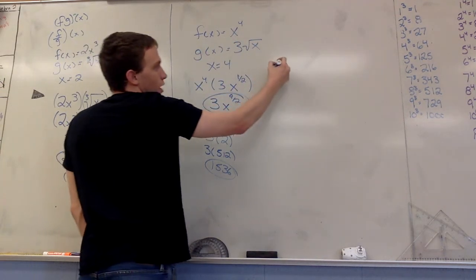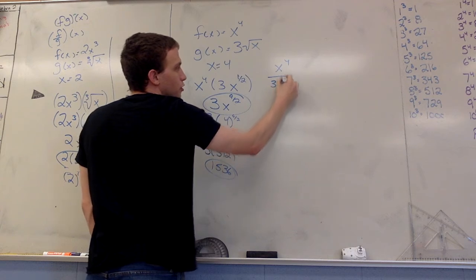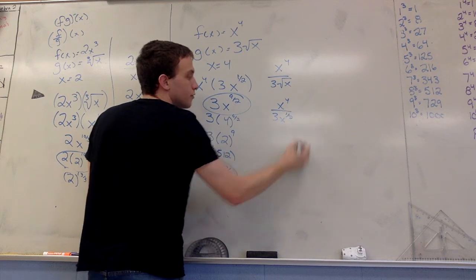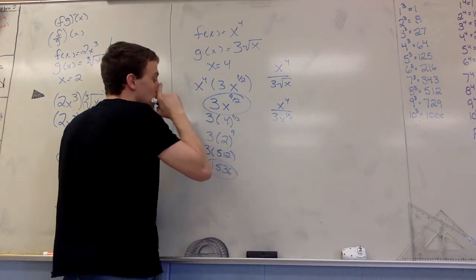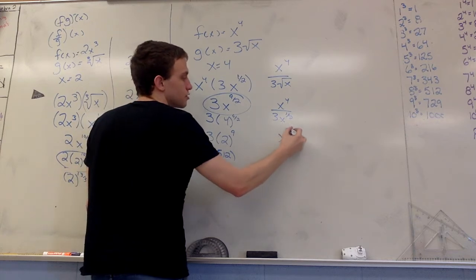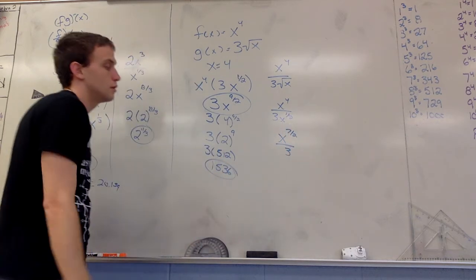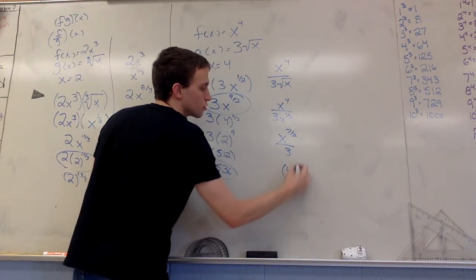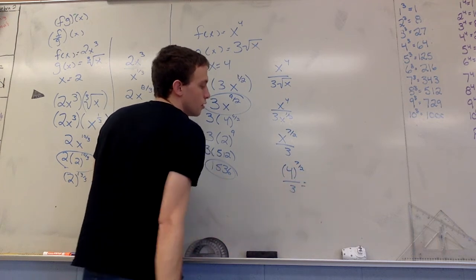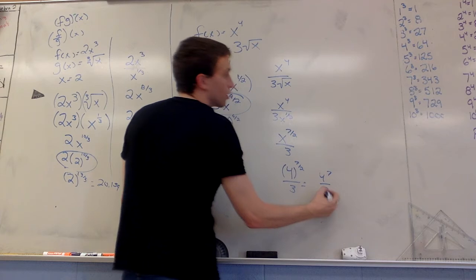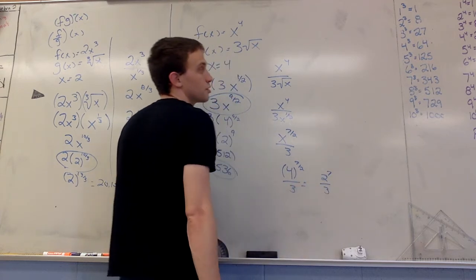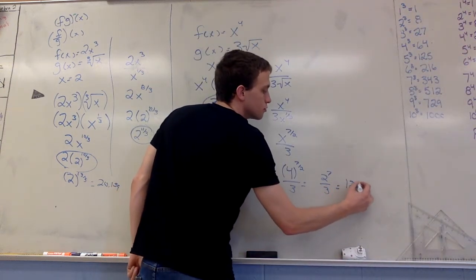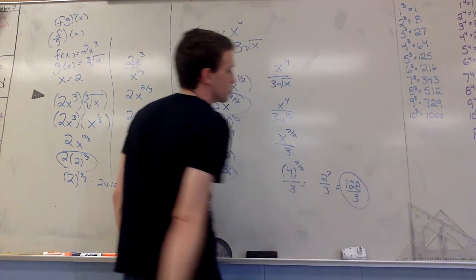Now for the division, I'm going to divide x to the 4th over the square root of x. That gives me x to the 4th over 3x to the 1/2. Subtract my exponents. That's going to give me x to the 7/2 over 3. X to the 7/2, I plug in 4. So this is 4 to the 7/2 over 3. Sorry, 2 to the 7th over 3. What's 2 to the 7th? 2 to the 7th is 128. That's 128 over 3.